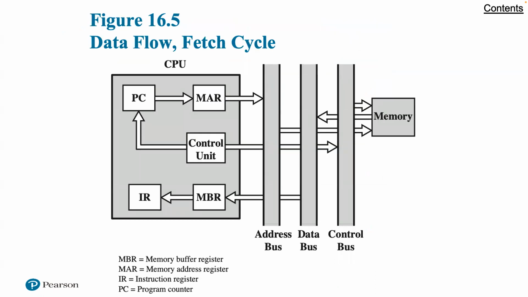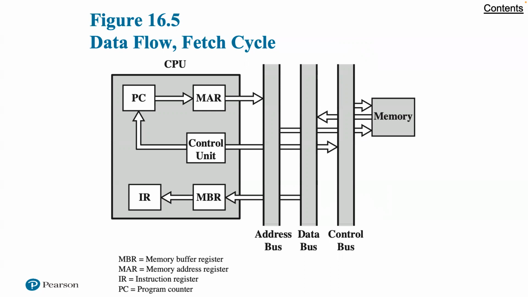The exact sequence of events during an instruction cycle depends on the design of the processor. We can, however, indicate in general terms what must happen. Let's assume a processor that employs a memory address register MAR, a memory buffer register MBR, a program counter PC, and an instruction register IR. During the fetch cycle, an instruction is read from memory. Figure 16.5, which we're showing here, shows the flow of data during the cycle.